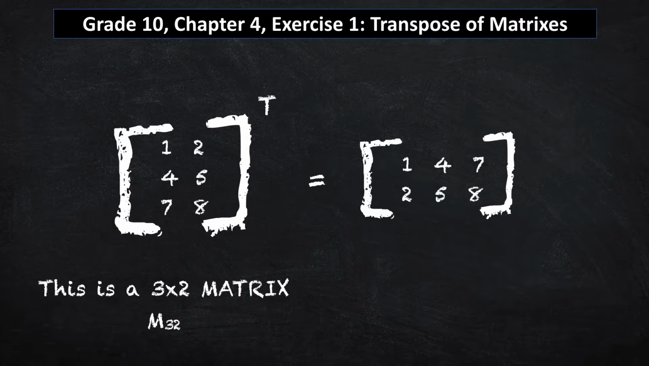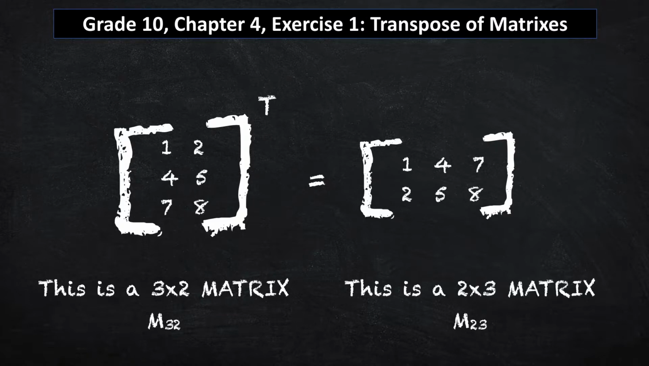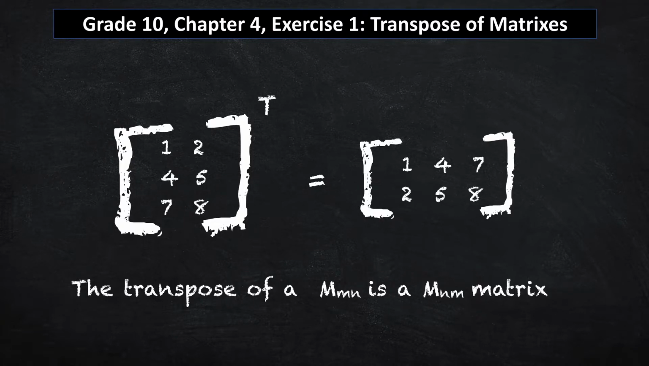In other ways, we can also see that the first row of the matrix, which is 1, 2, becomes the first column of the transposed matrix. So, the transpose matrix is a 2 by 3 matrix. So we can generalize this rule, saying that the transpose of an M by N matrix is an N by M matrix. Or we can also write it in this way.